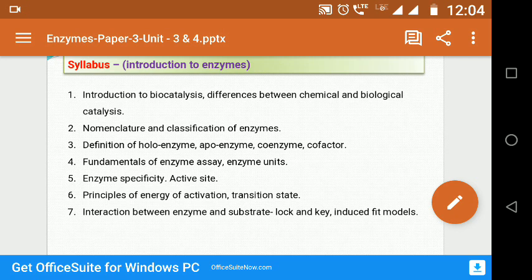Okay, so in this class we have discussed the introduction to biocatalyst and differences between chemical and biological catalysis. Okay, and now we have an idea about what the enzymes are, and then we moved on to nomenclature and classification of enzymes, and then we discussed the fifth point, that is specificity of enzymes, specificity of the enzyme only. Okay, not active site. We will cover the active site in the next video lesson. So we have covered these three topics.